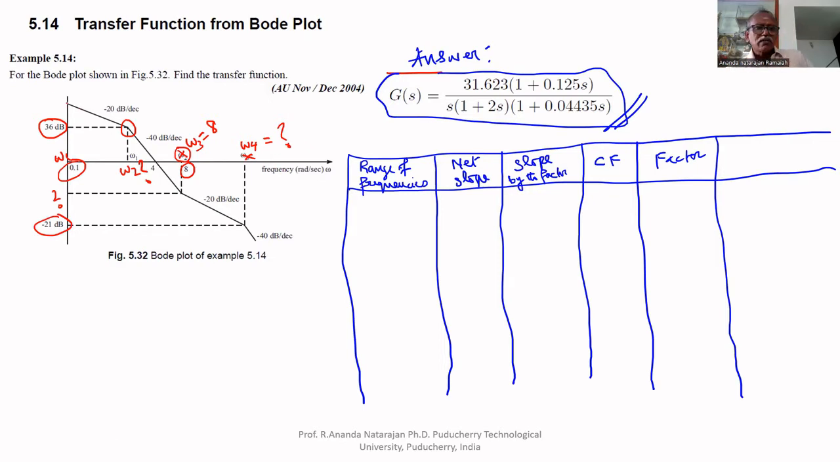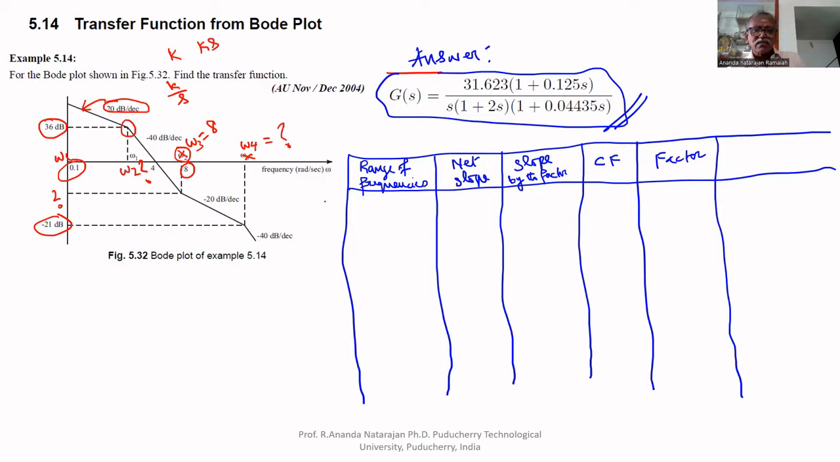The first thing is, if it is a negative slope of minus 20 dB per decade, it means K by S. If it is horizontal, it means K only, that we know. If it is a positive slope of 20 dB per decade, it means Ks. So these are all we know. So here the slope is 20 dB per decade.